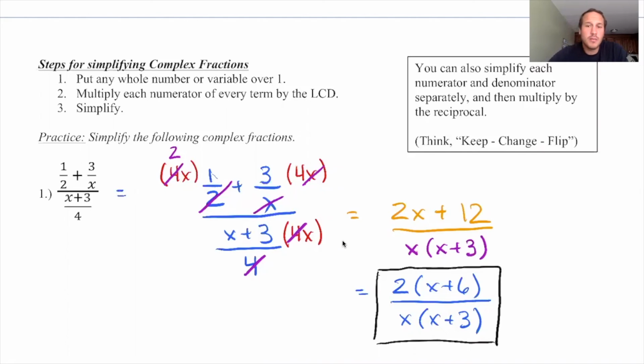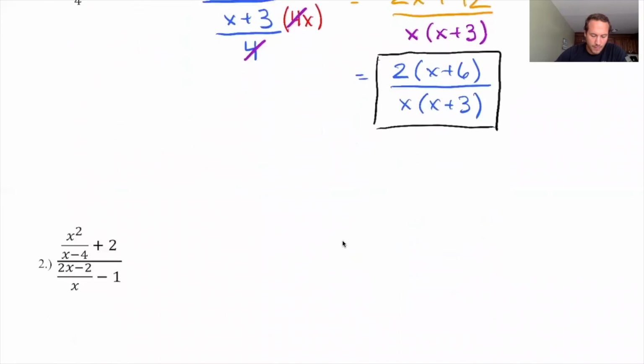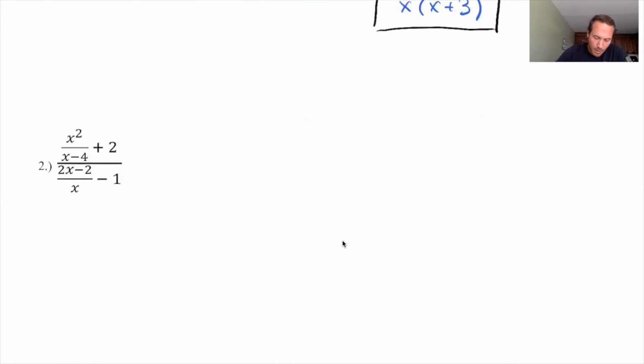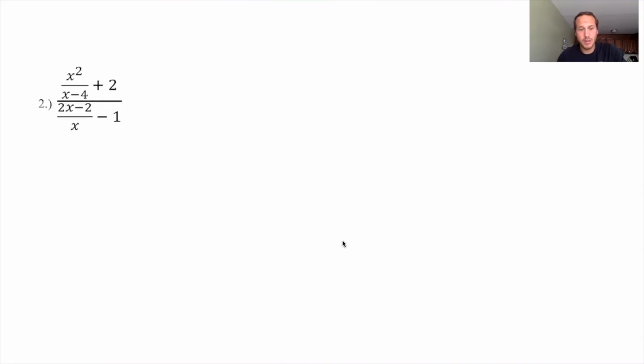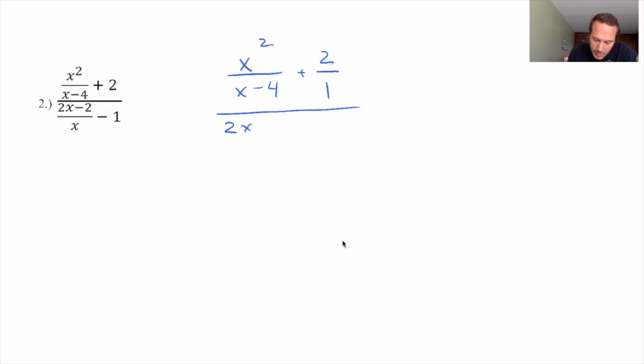And in this last problem, I think we're going to try to use this whole idea of keep, change, flip, if you will. Okay, so moving forward down here, just like before, the first thing that I'm going to do is I'm going to rewrite this problem just so that I have it a little bit better right in front of me. I've got x squared over x minus 4 plus 2 over 1 all over 2x minus 2 over x minus 1, again, over 1.